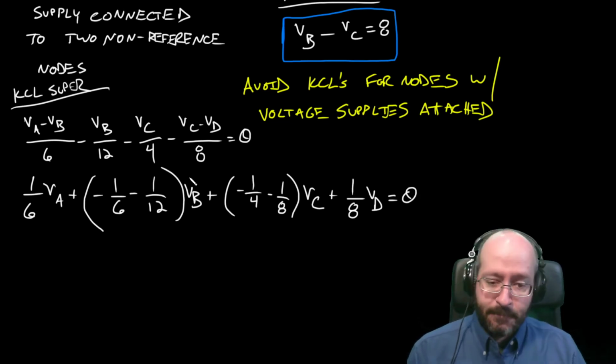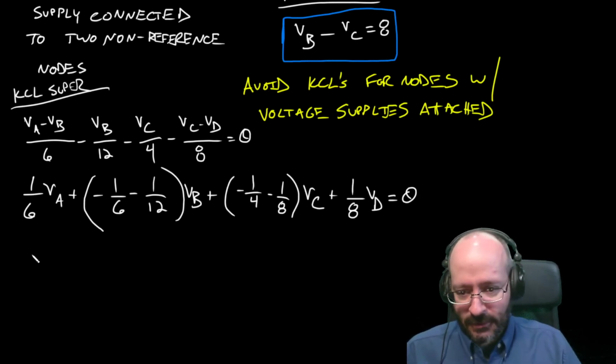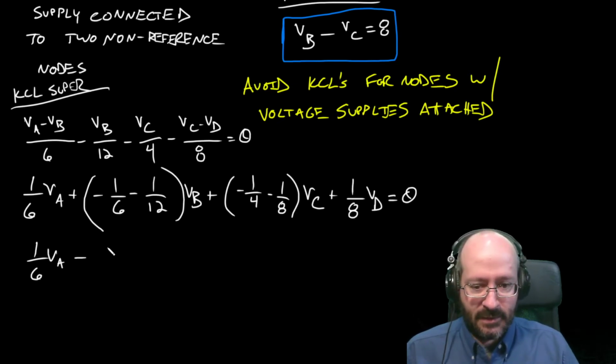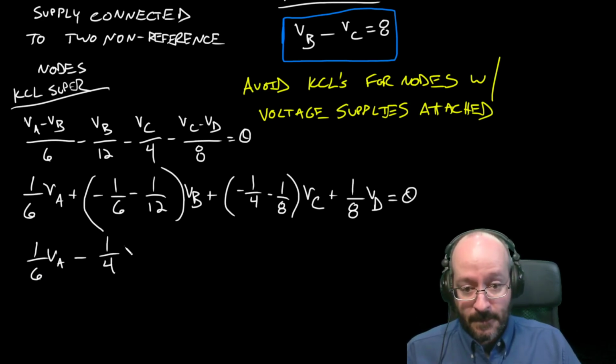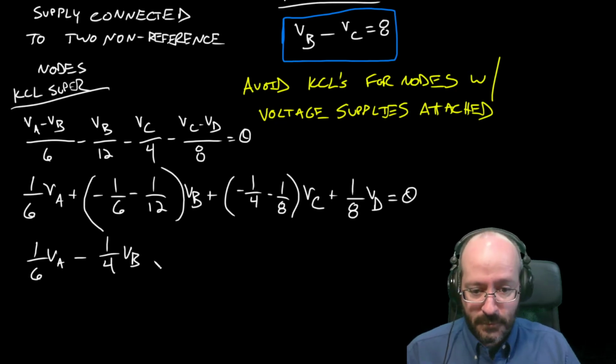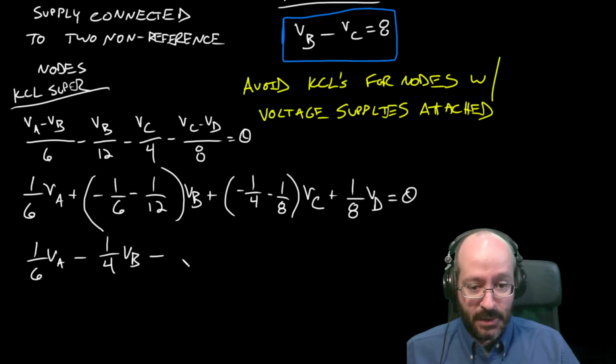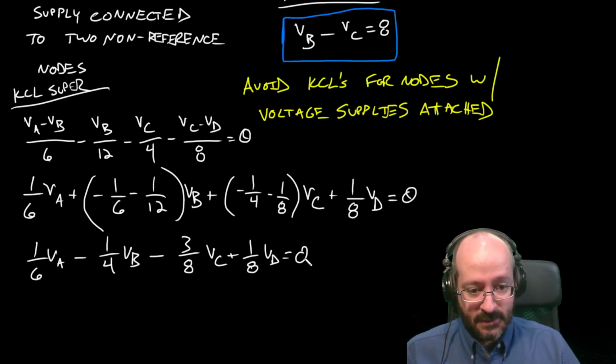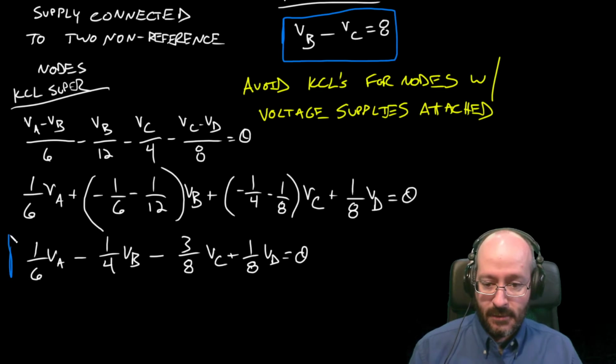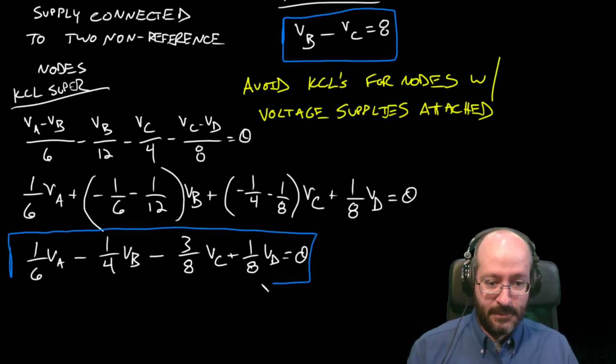Anyhow, okay. So we got to reduce some fractions, of course. 1/6 VA. This is going to be minus 3/12, so that's going to be minus 1/4 VB. We got minus over here as well, and it's going to be minus 3/8 VC plus 1/8 VD, and that's equal to 0. All right, that one's ready for prime time.